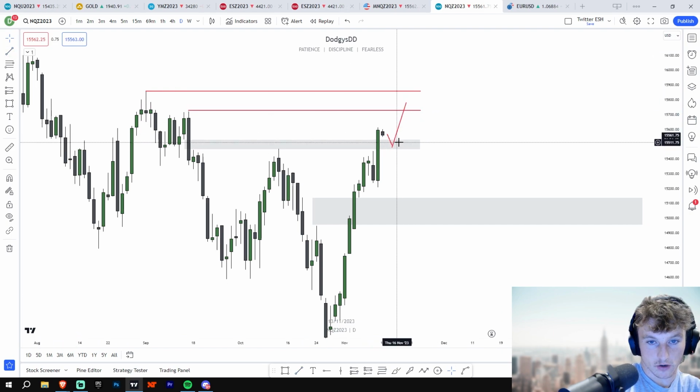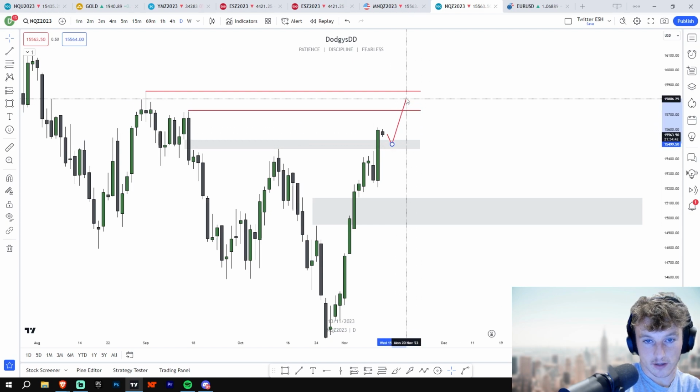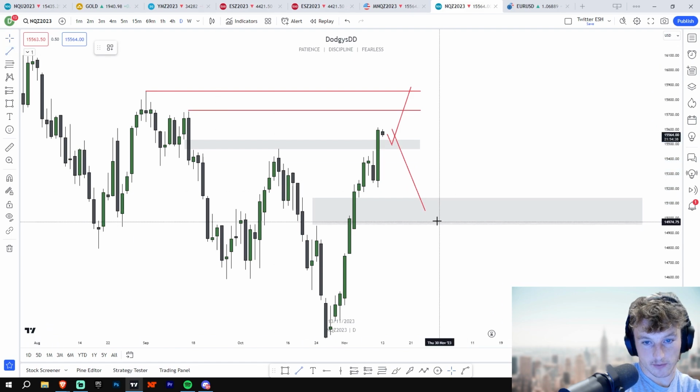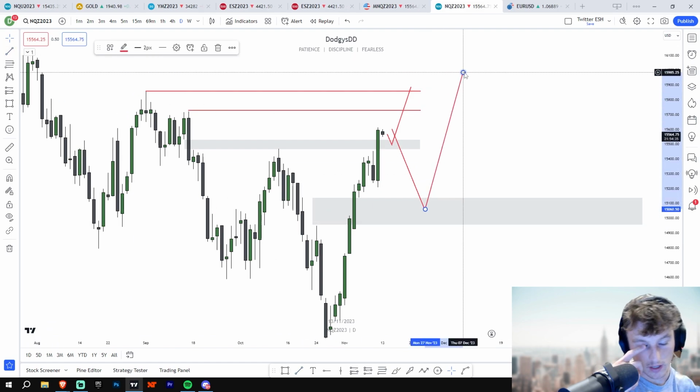I think we're going to make a low tomorrow somewhere inside of here, and the body's not going to close below it, and we're going to go like this. My second prediction is we go like this. So it's going to be a bearish week. We go down here, then we bounce out the next week. Those are my two predictions.